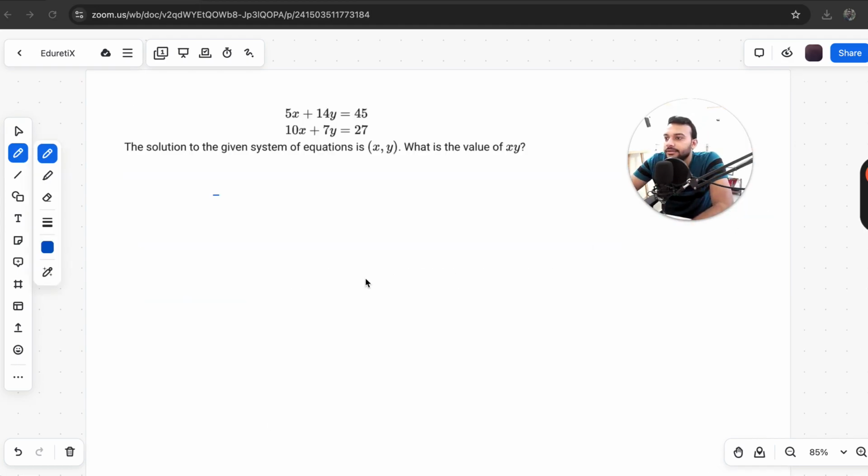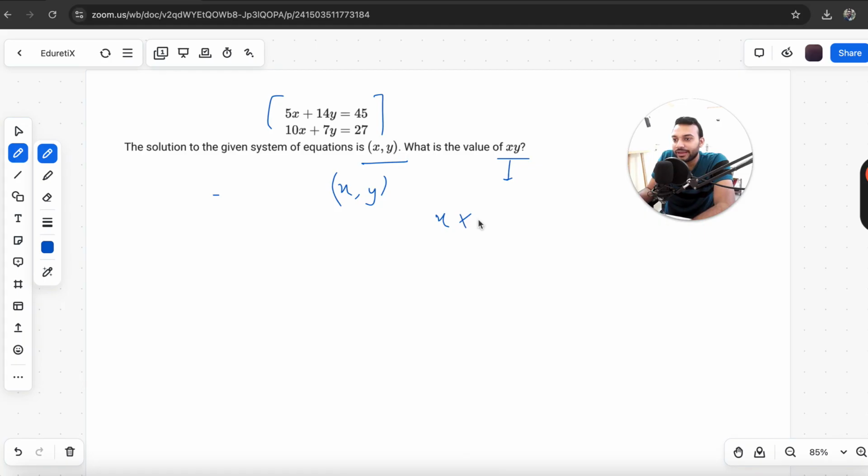Okay, so let's start. The first question, there are two equations given to us. 5x plus 14y is equal to 45, 10x plus 7y is equal to 27. The solution to the given system of equations is x comma y. What is the value of xy? So they're asking for us to first find the solution of the given system. It'll be in the form of x comma y, the coordinates, and then they want the product of the coordinates. Be careful. They want the value of x times y.